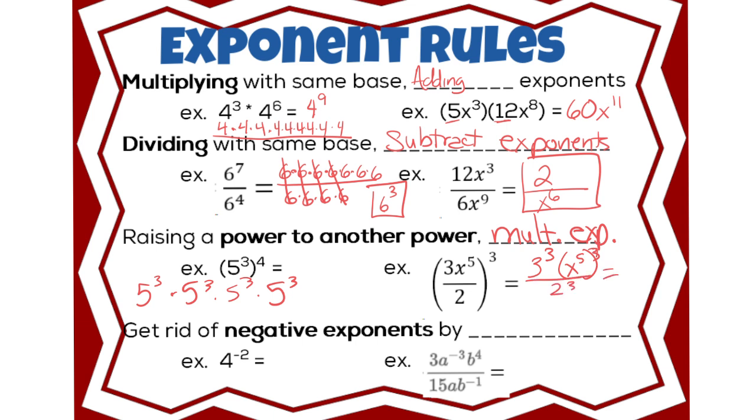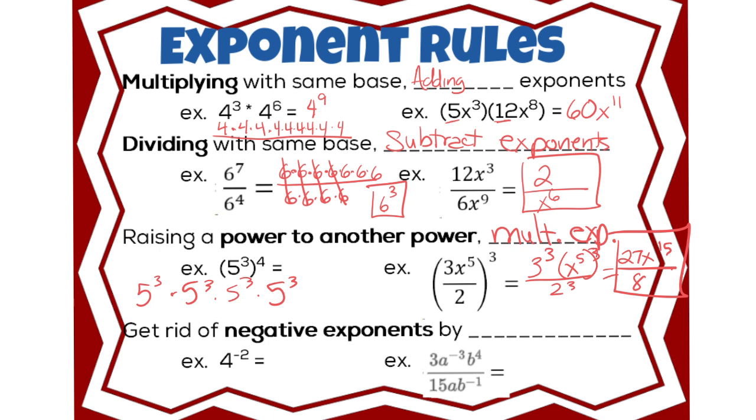All right, so that ends up being 27x to the 15th, because we're going to multiply those exponents, over 2 cubed, which is 8. And that's your final answer on that one.